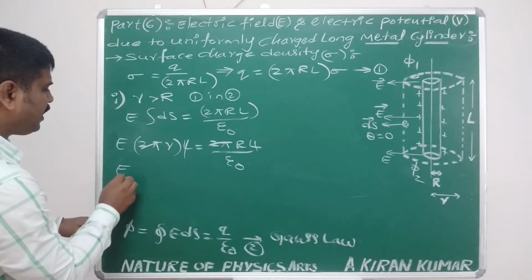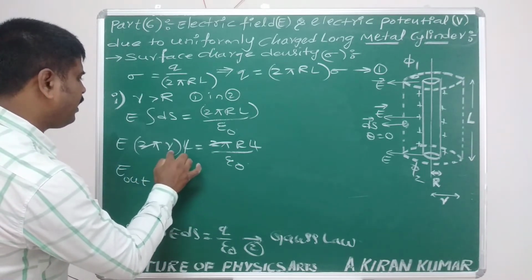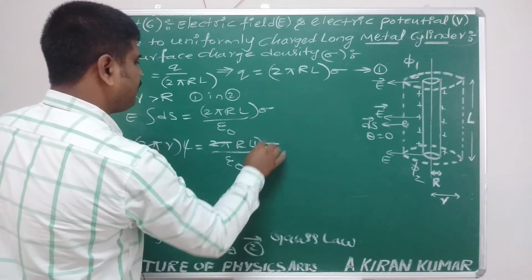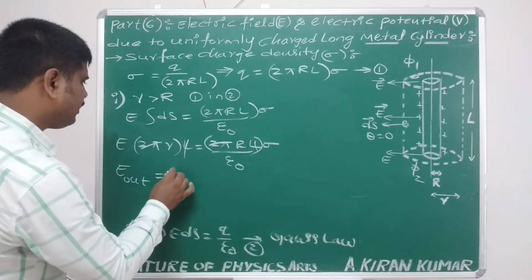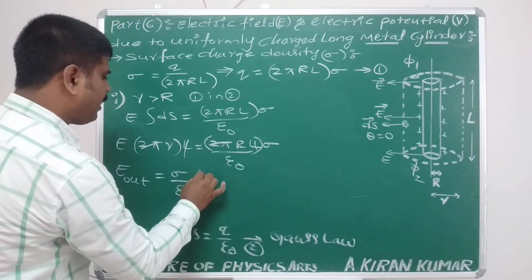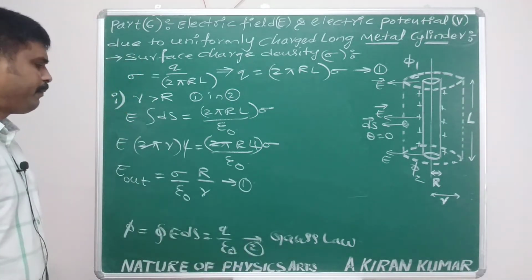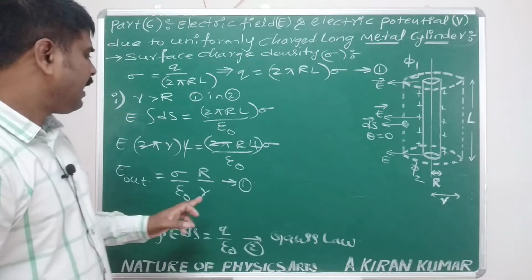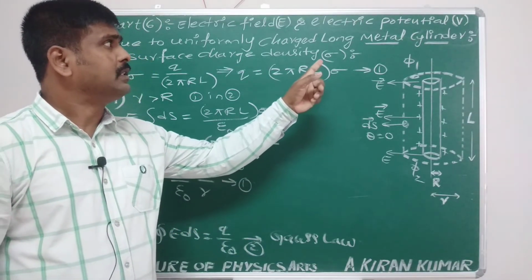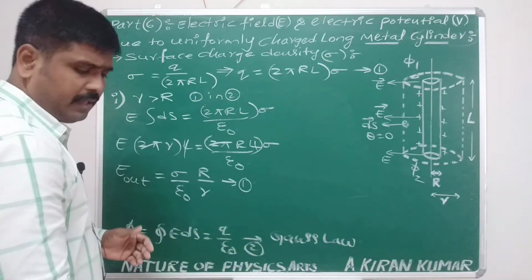So we get E outside, which is equal to sigma divided by epsilon naught, times capital R divided by small r. Sorry, I forgot to write sigma earlier. This is taken as equation number 1. This is the electric field outside a uniformly positively charged metal cylinder. Then we can discuss the next case, so just a second.